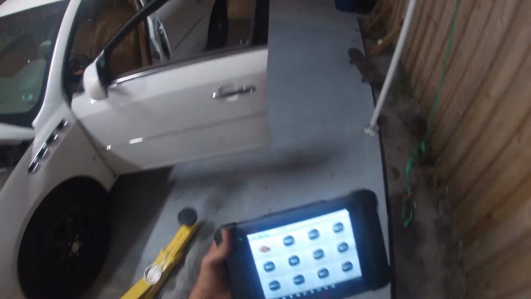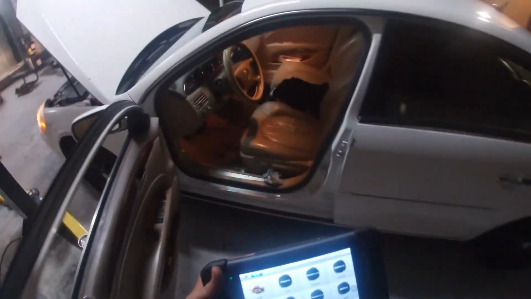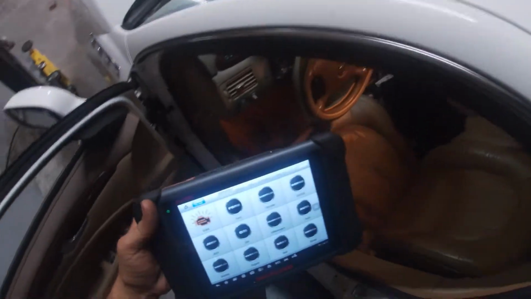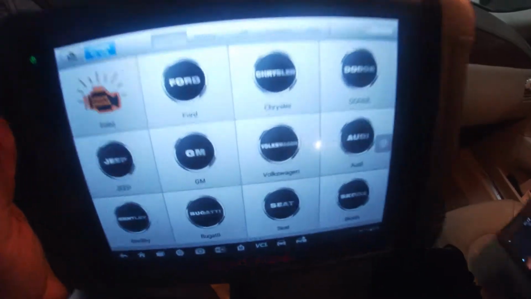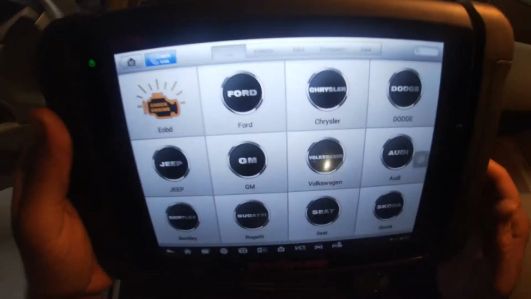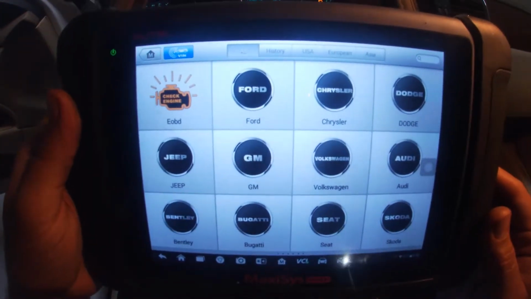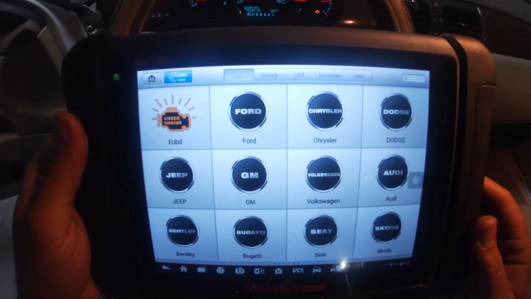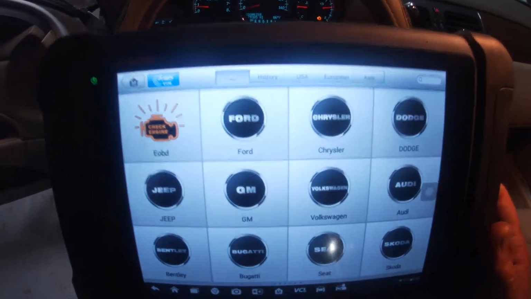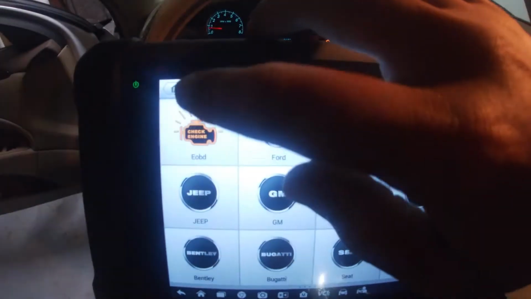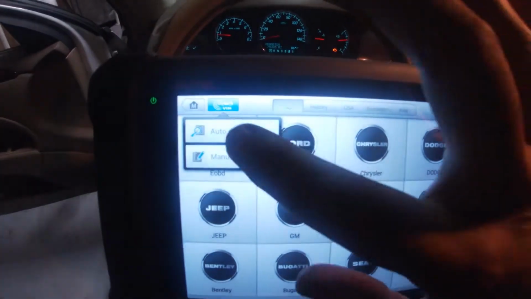So I already hooked up my scan tool to the vehicle. There is a check engine light. The check engine light is on. So the first thing we're going to do is hook up our scan tool. And what I'm using here is the MaxiSys MS906BT. This is the Bluetooth version. So we're going to auto detect the VIN.